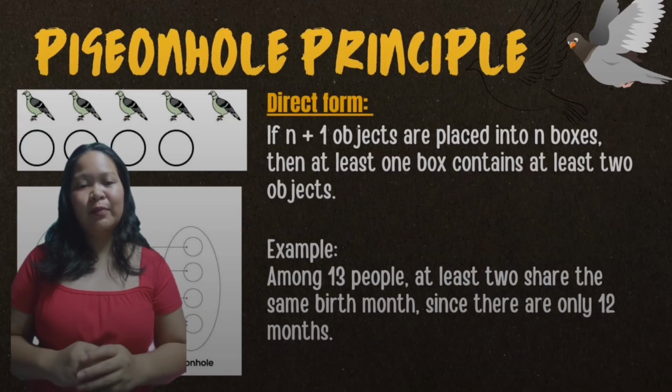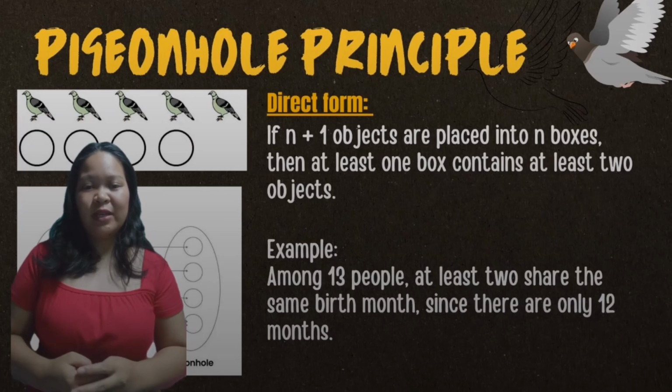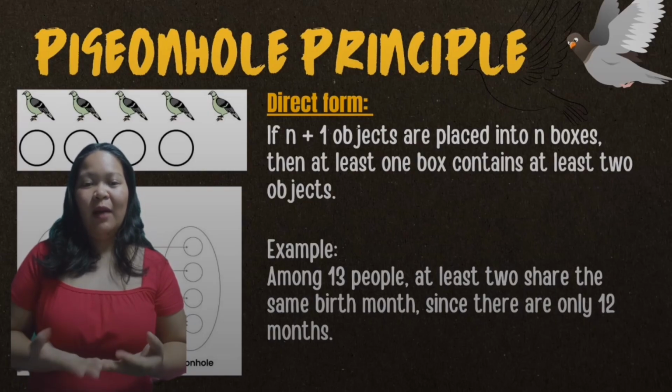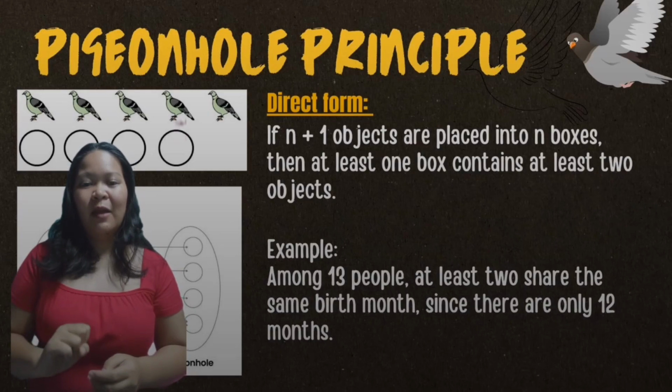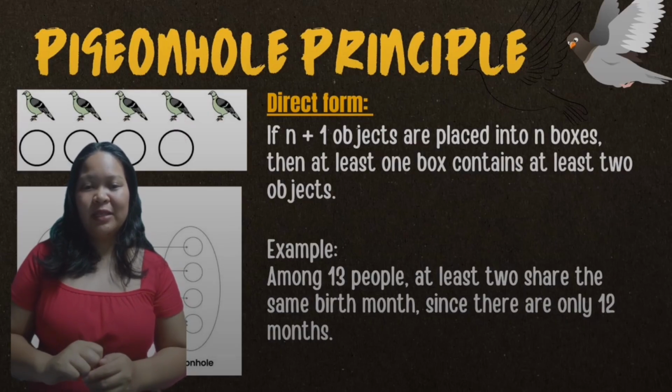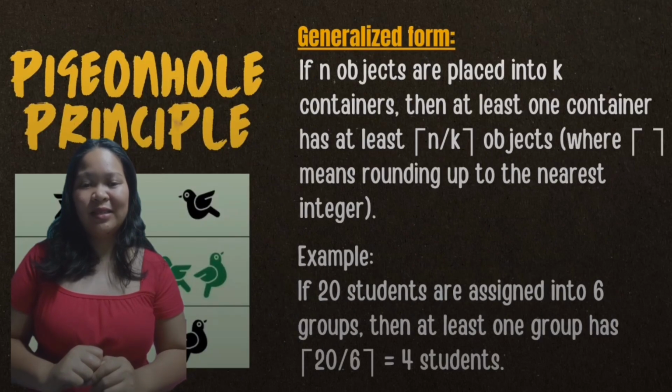Now for the direct pigeonhole principle, it states that if n plus 1 objects are placed into n boxes, then at least one box contains at least two objects. For example, among 13 people, at least two must share the same birth month because there are only 12 months in a year. This form guarantees duplication whenever we exceed the available slots.